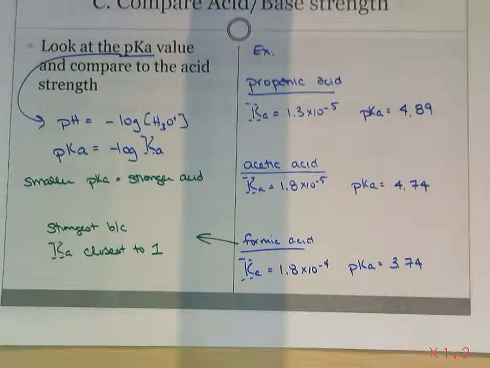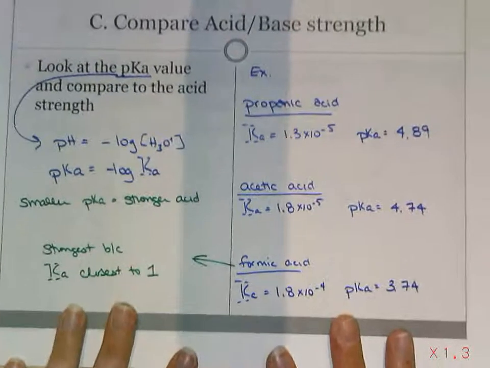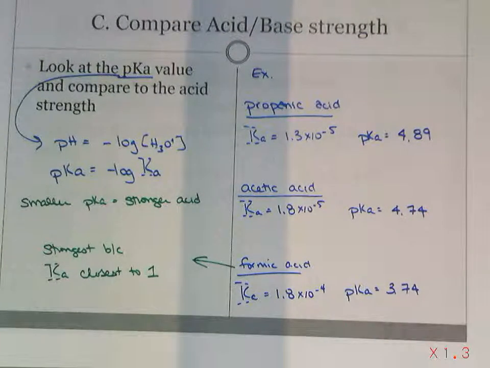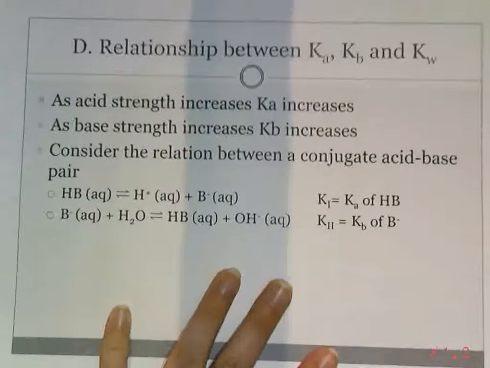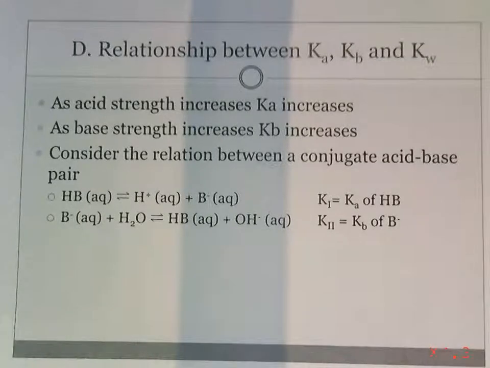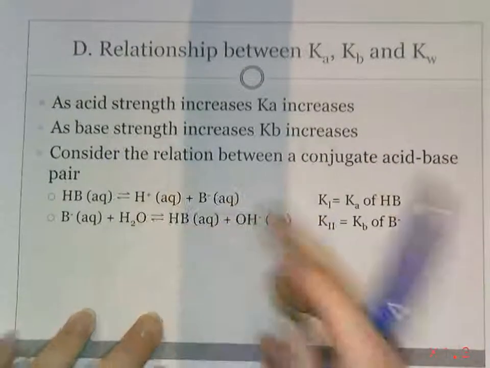So how can I then use this information to help me figure out things about acid strength, base strength, and overall reactions? The first two points are just recaps, right? As the Ka increases, you have a stronger acid, you get closer to 1, or even above 1. Base strength increases as Kb increases.